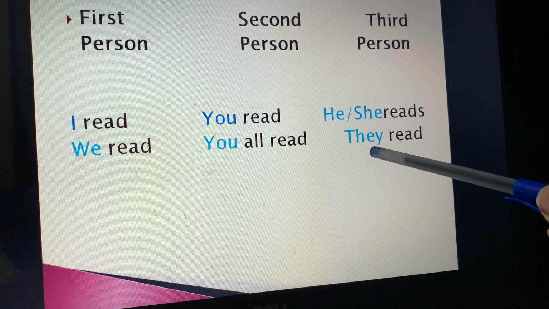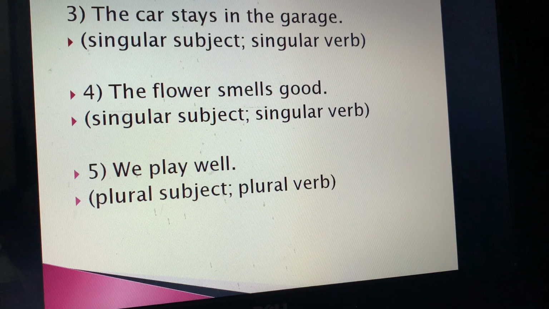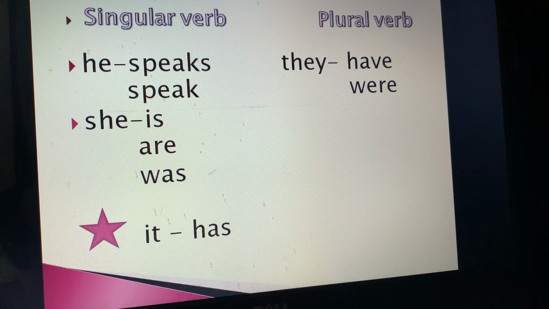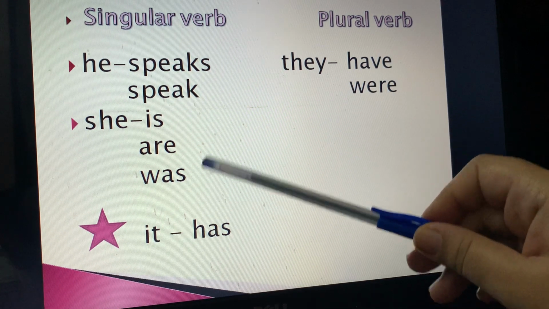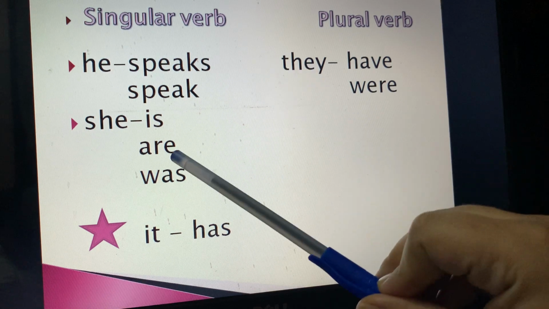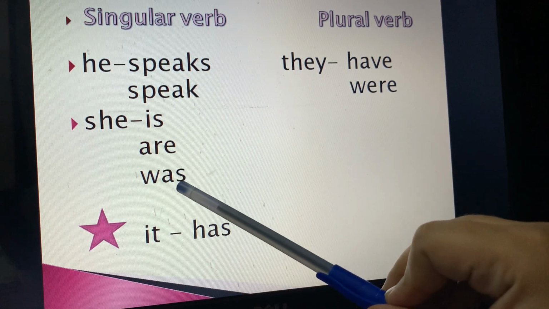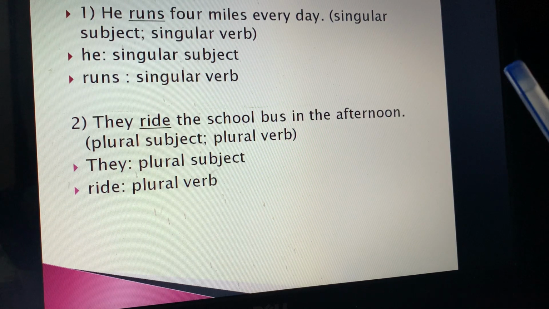They is also a plural pronoun. It is not ending with s. So let us go back on that slide. Over here, he is singular, so it is ending with s. So the verb is ending with s. This is the use of helping verbs over here. She is. They are. She was. It has. This is singular verb and plural.